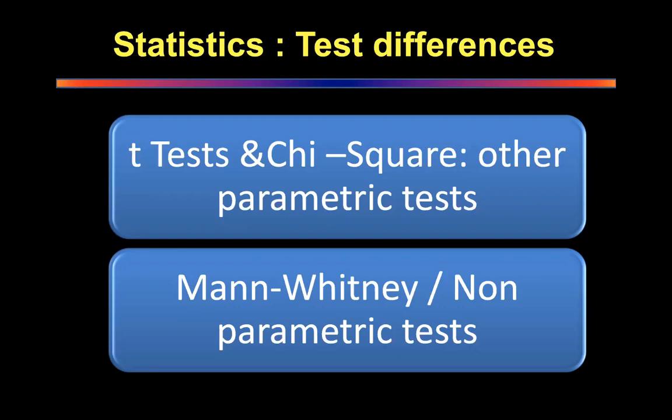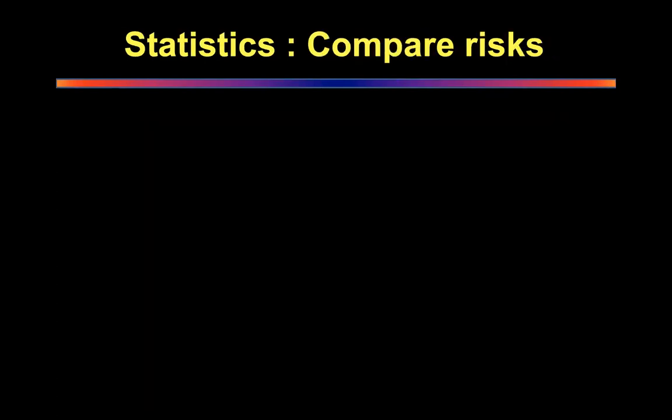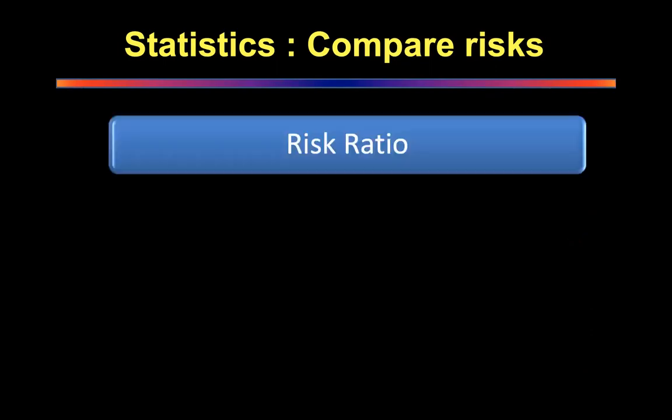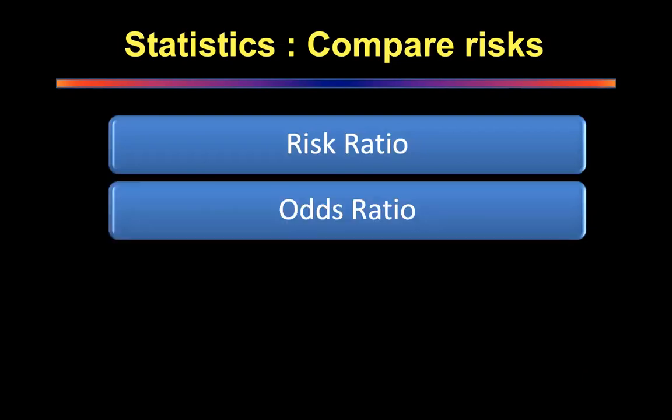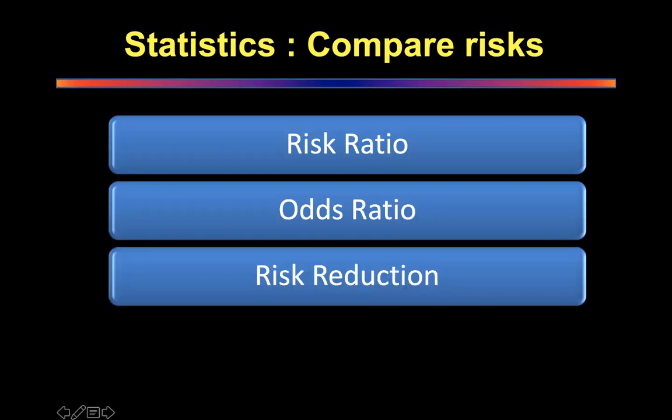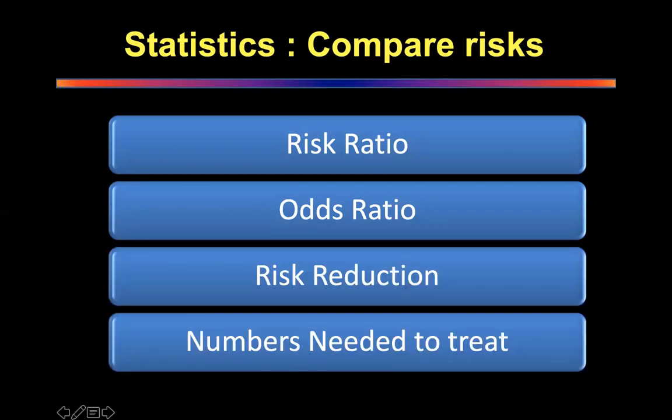So we have done 3 types of statistics so far. The fourth type of statistic is which compare risks. Risk of A versus risk of B, okay? And in that you have risk ratio, you have odds ratio, you have risk reduction, and you have numbers needed to treat. And also there's something called numbers needed to harm. So NNT, NNH, RR, OR is how you compare a risk of A versus B.